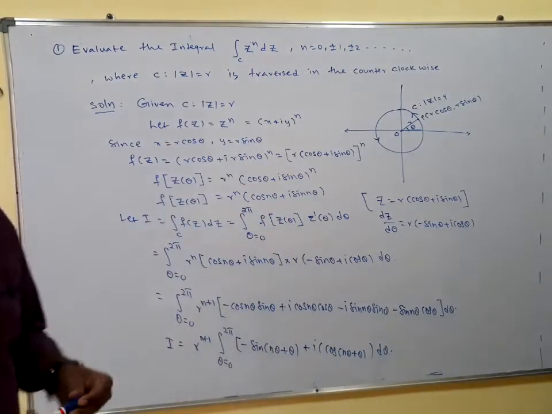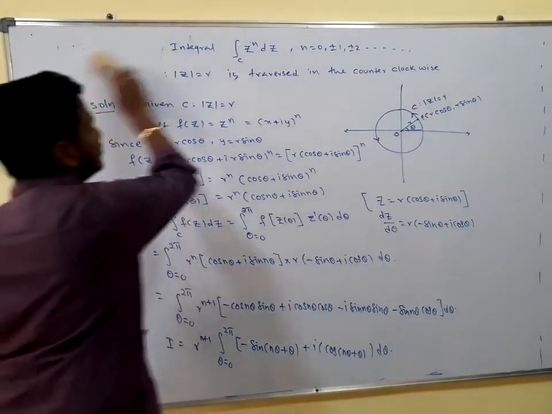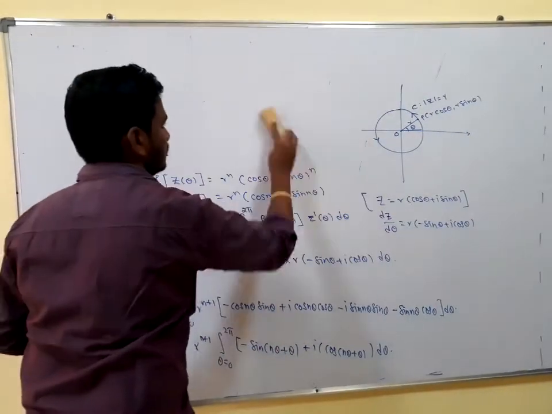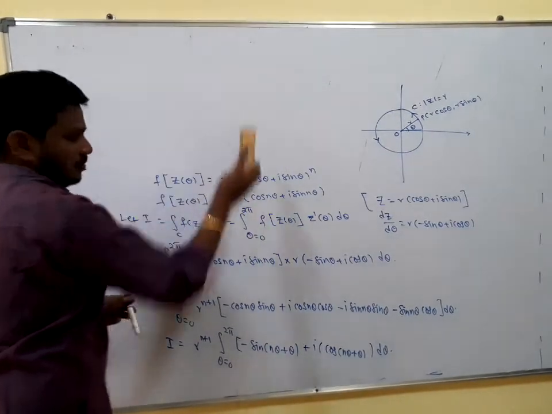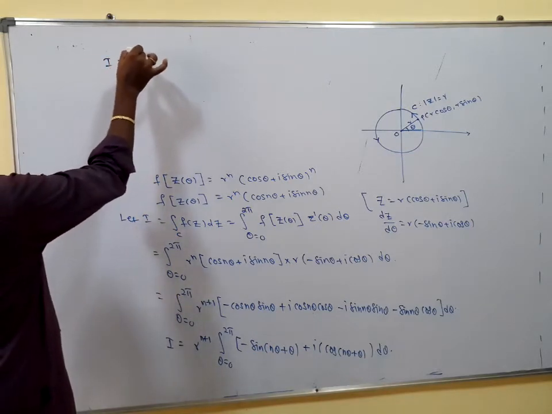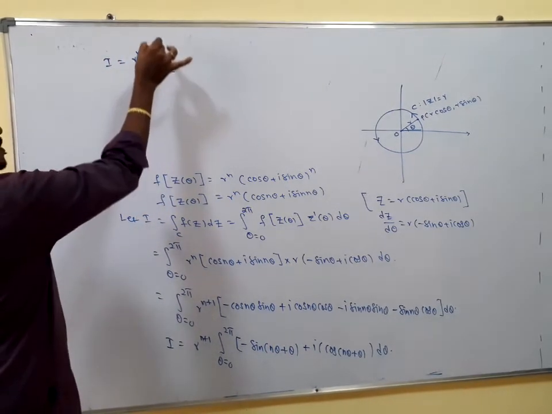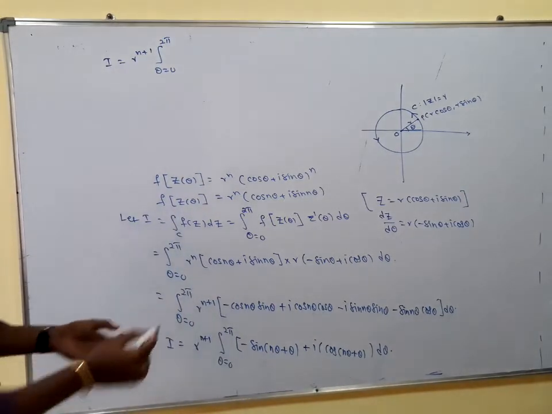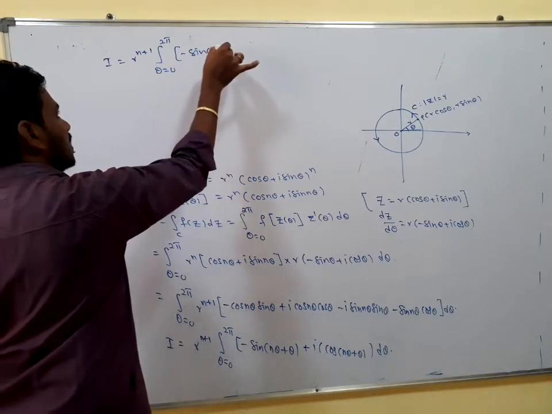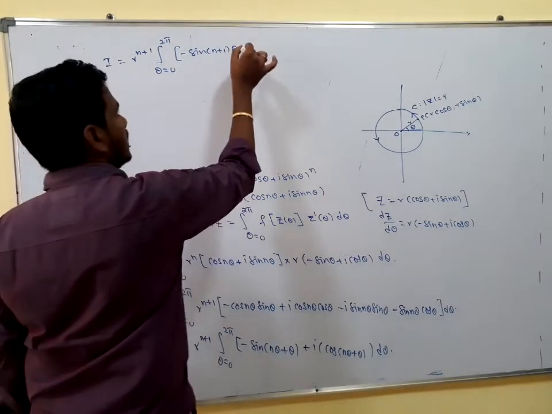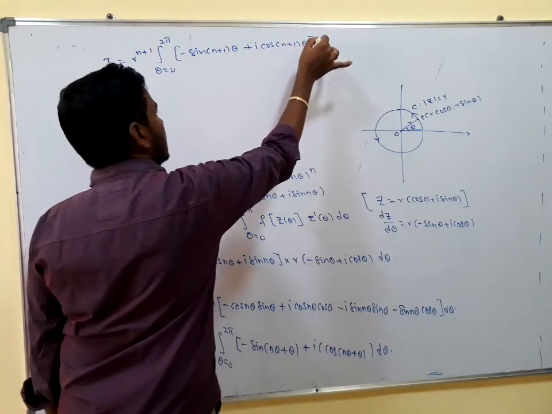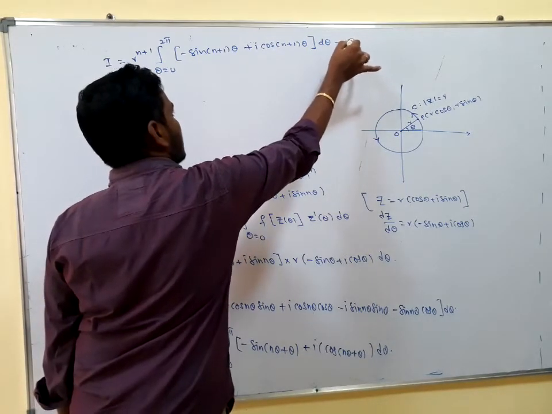So this can be written as I is equal to r to the power of n plus 1, integral theta from 0 to 2 pi, and if you take theta common, here we have minus sin (n plus 1) theta plus i cos (n plus 1) theta d theta. So this is equation number 1.